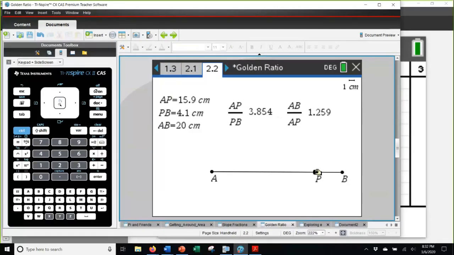And at the moment, AP is the long segment. And the question is, can we find a place where the ratio of long to short is the same as the whole segment to the long? And sometimes you get variation with pixels, but I think that this one does get there. And there it is. Point P right now has divided the segment into the golden ratio.